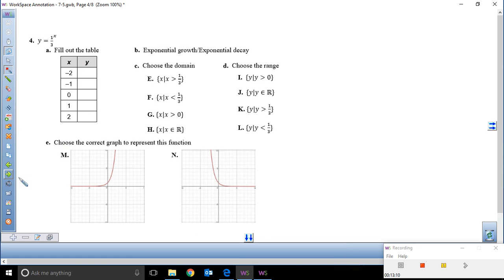All right, we can go to number 4. And number 4, we have y equals 1/3 to the x power. What I want you to do is pause the video on number 4 and fill out the table all by yourself.